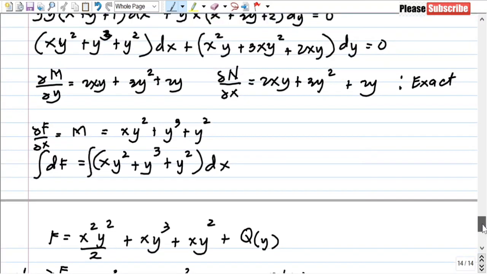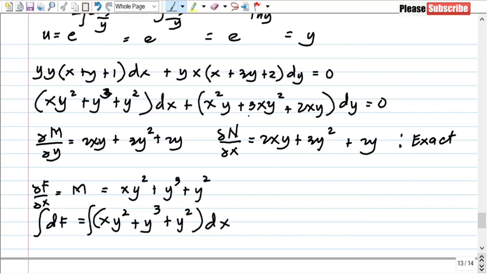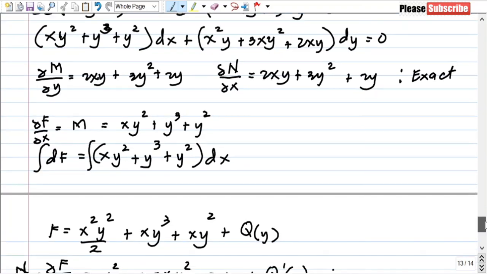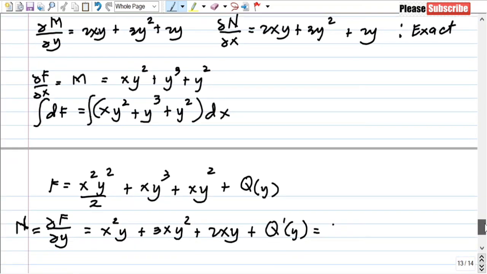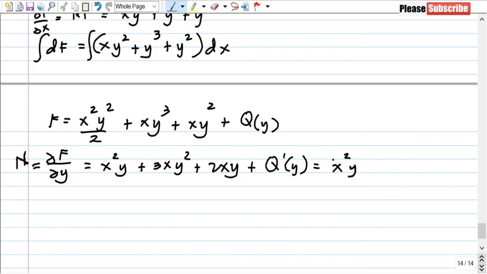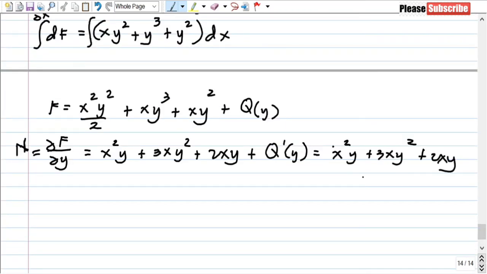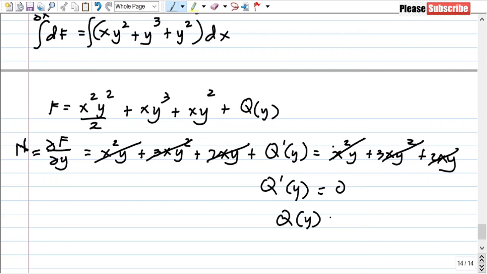Ano yung n natin? Hanapin natin yung n. Ito, x squared y plus 3xy squared. Meron pa ba doon? Plus 2xy. So, notice, ito, kakancel. Yan. So, ang q prime of y natin equals 0. We take the integral of that. Q of y natin is equal to a constant.